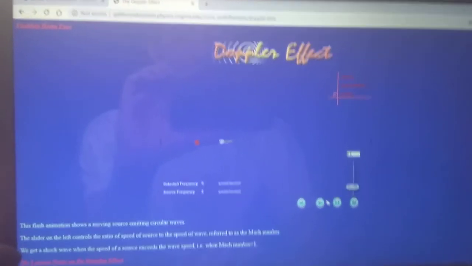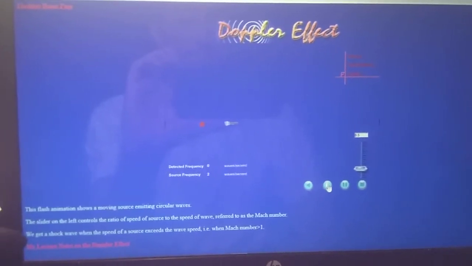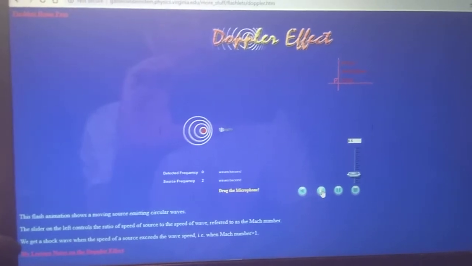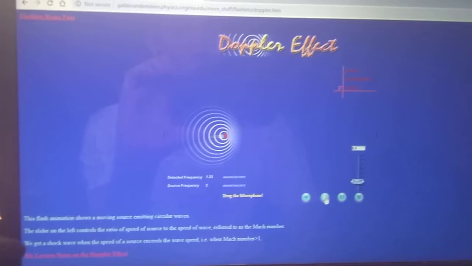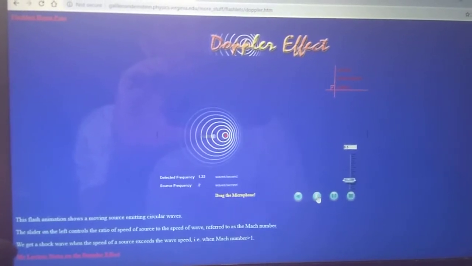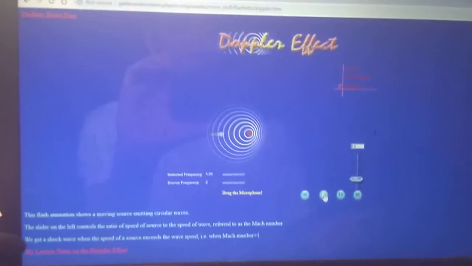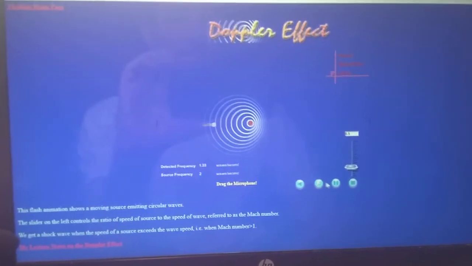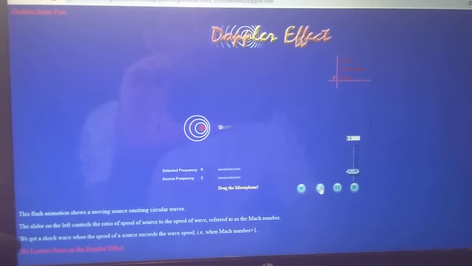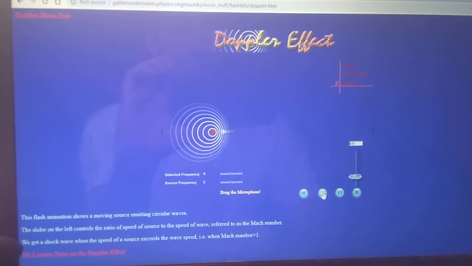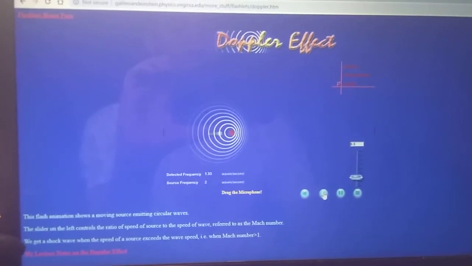There we go. Okay. So now we're going to have the source move, and watch what happens to the detected frequency. It's very high right here as it's moving towards it, but as soon as the source moves past it, now the detected frequency is less than it was. So it was higher, now it's lower. That's interesting. Let's see that happen again one more time. A lot of waves per second as it's moving towards. Fewer waves per second as it's moving away.